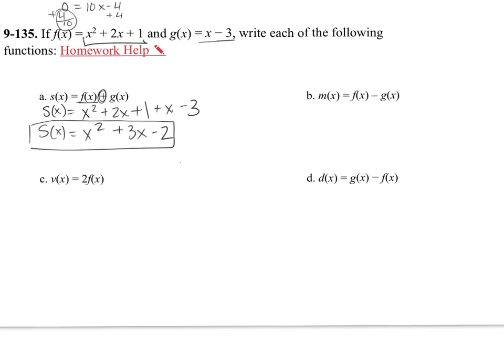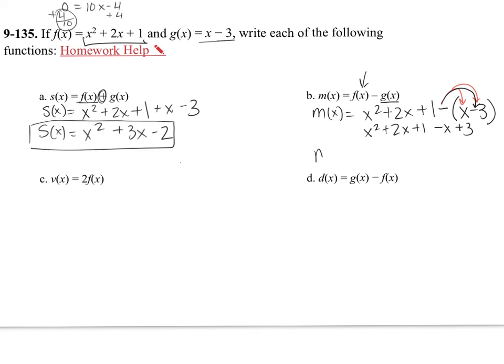For part B, we're going to take f and we're going to subtract g. So my new m of x is going to be formed by taking x squared plus 2x plus 1. Remember, that's just f of x from the directions. And then I need to subtract all of g of x. So I'm going to put subtract parenthesis x minus 3. Okay, make sure you distribute this parenthesis before you do any simplifying. So really this is x squared plus 2x plus 1 minus x, and then a minus minus becomes plus 3.